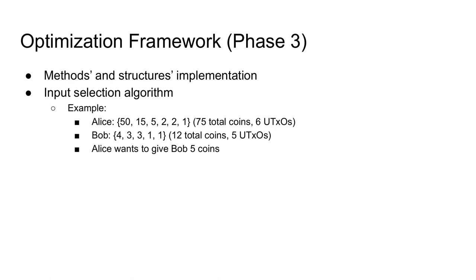The third phase is the actual implementation of the methods and the structures that are used by the participants, by the nodes, to construct the transaction. As an example, one such subroutine is the input selection algorithm. So here, let's see an example of how the implementation of the input selection algorithm could change the state of the system, and how the 2-for-1 transformation could actually be used to reduce the state.